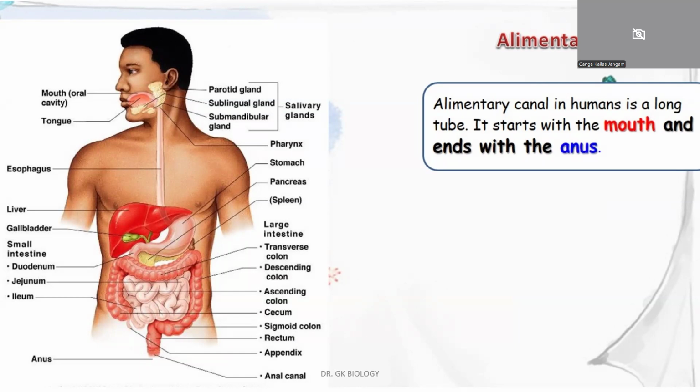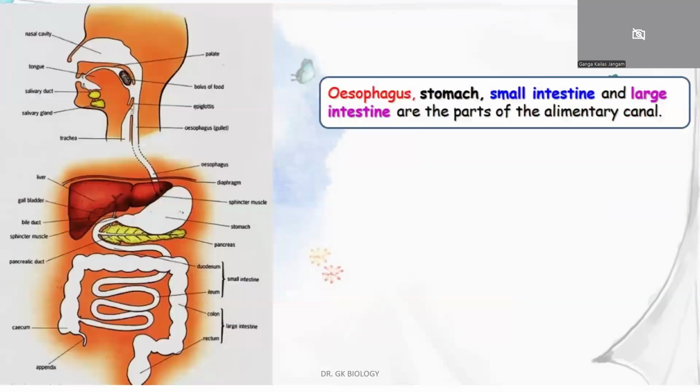So the alimentary canal in human beings is a long tube. It starts with the mouth and ends with the anus. Here you can see that the oral cavity is the mouth and it ends with the anus. Esophagus, stomach, small intestine, and large intestine are the parts of the alimentary canal.